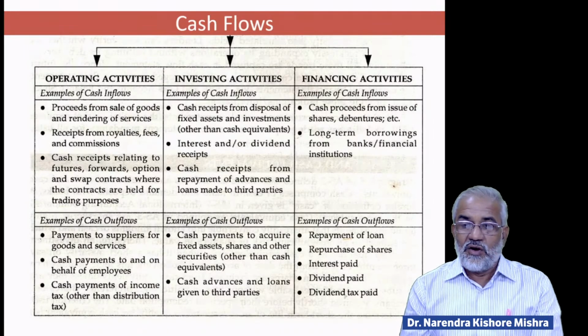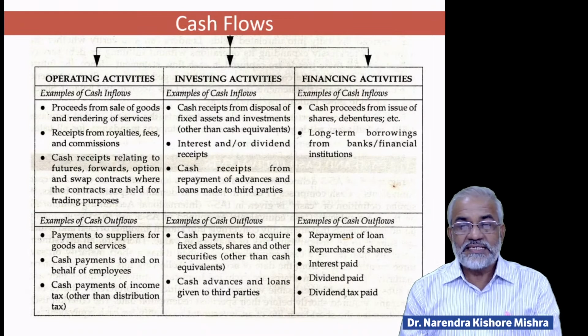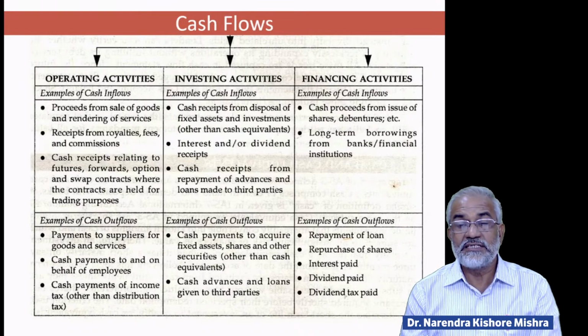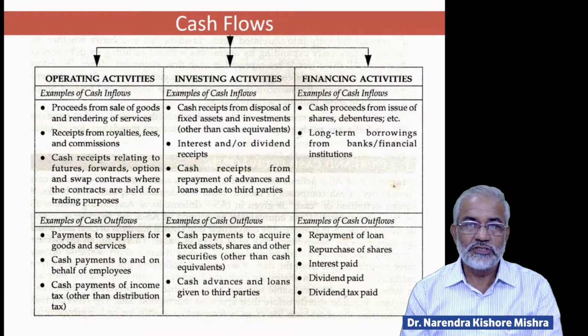Second, when the issue of shares and debentures is not sufficient, then the company can approach the banks and financial institutions for taking loans. That would be the second item under the financing activities: long-term borrowings from banks and financial institutions. It may be a term loan.